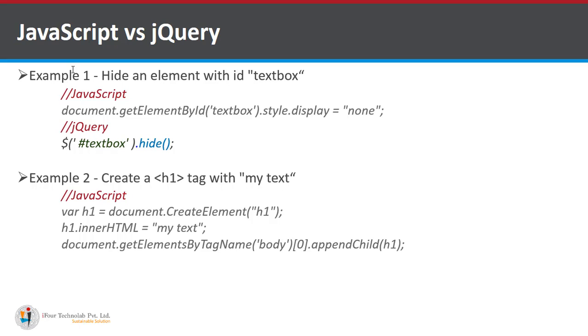Example 2: create an h1 tag with my text. In JavaScript, document.createElement h1 will create the element h1. In that, if I want to add any text, then I have to do h1.innerHTML equal to my text. Then document.getElementsByTagName body 0 .appendChild h1. It means h1 will be appended in the body. In jQuery, you just have to do $, inside that the selector body, .append is the keyword to append, and then what you want to append.